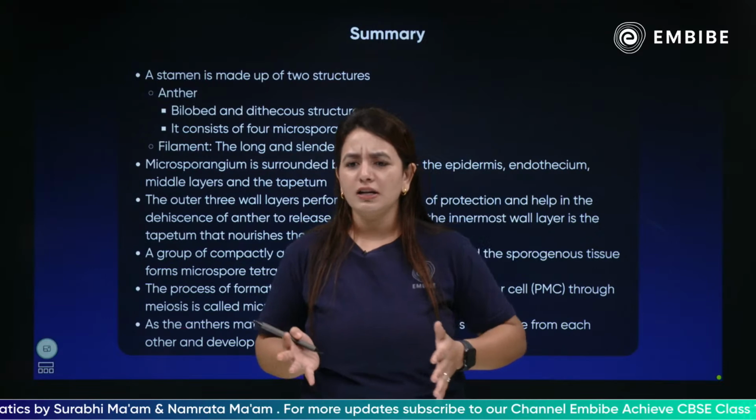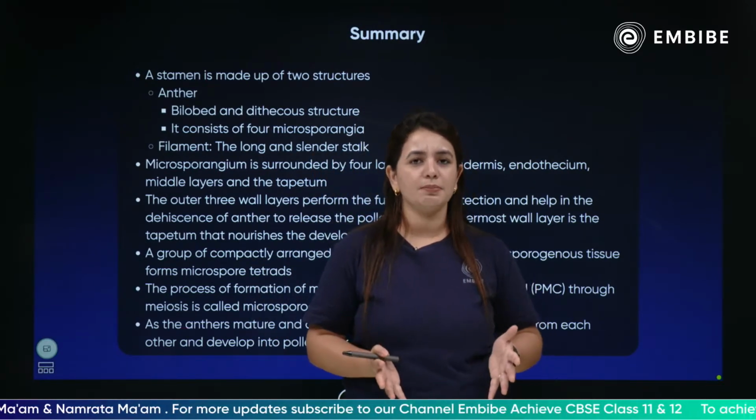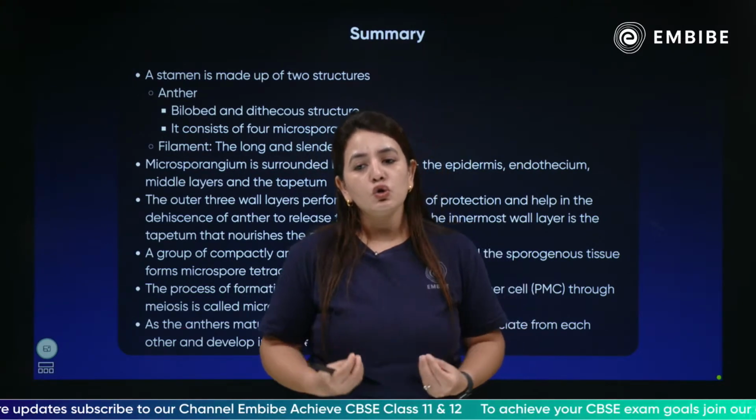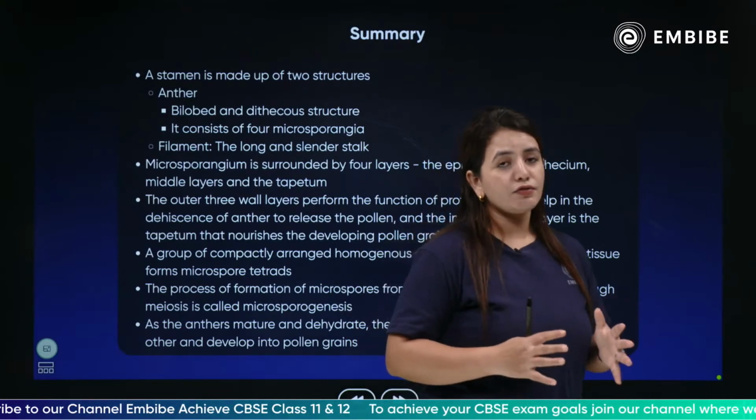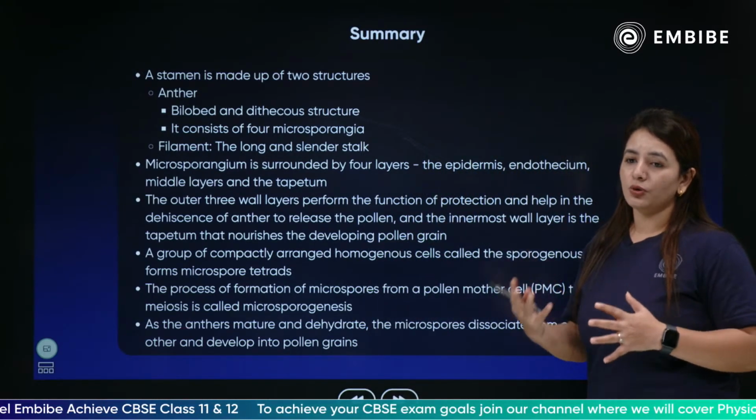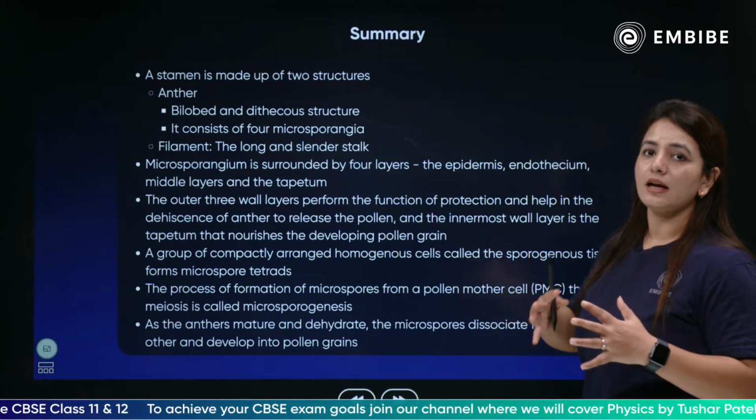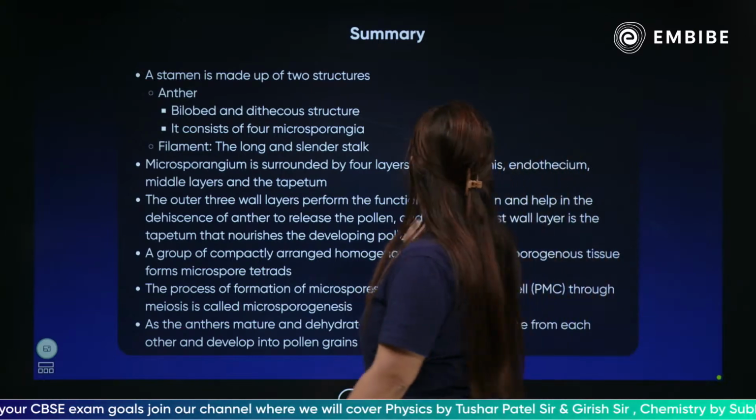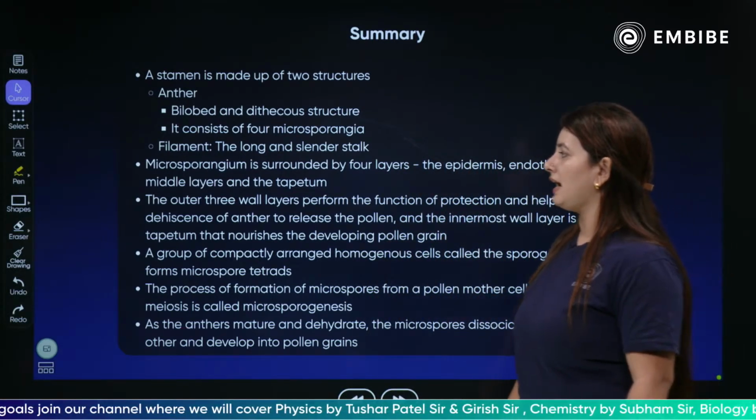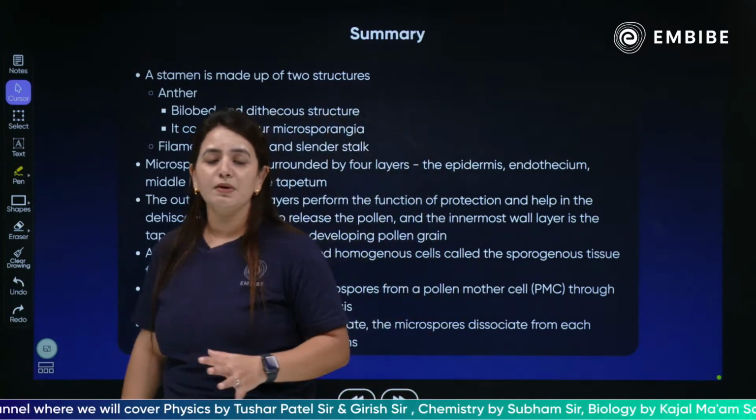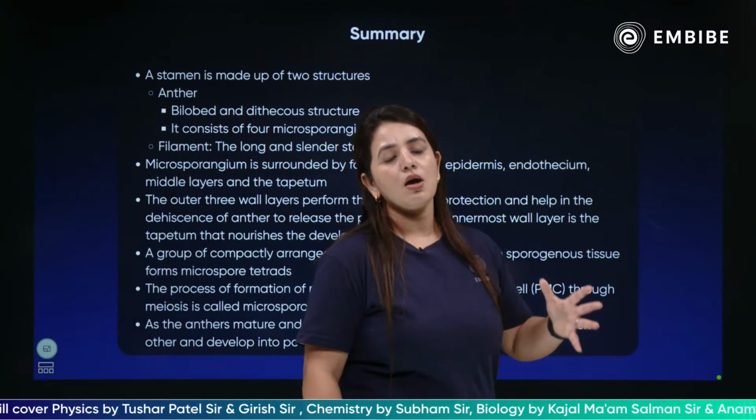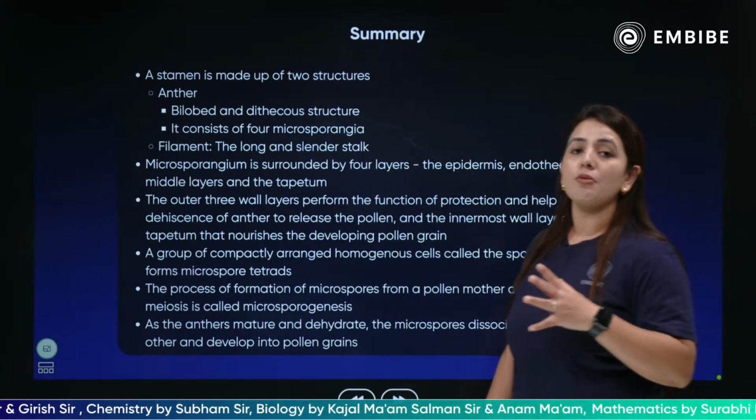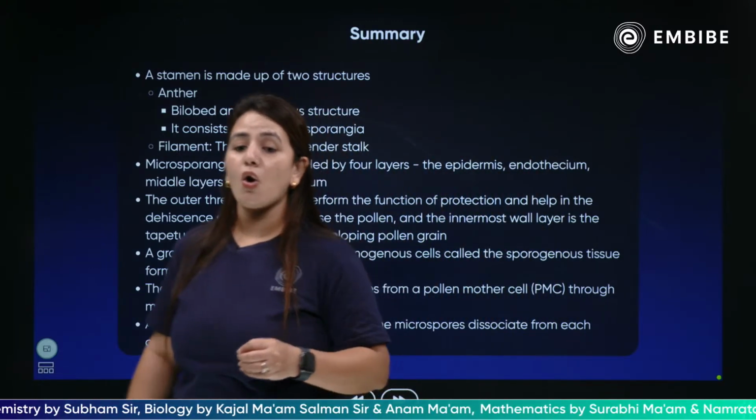The filament is just a stalk-like structure giving support to the anther, attached to the base of the anther. The anther is further divided into 2 lobes having 4 sporangia, and there are several layers of the sporangia which protect and nourish the pollen grain. Those 4 layers are the epidermis, endothecium, middle layer and tapetum. The outer 3 walls help with protection, while the innermost layer, the tapetum, helps with the nourishment.